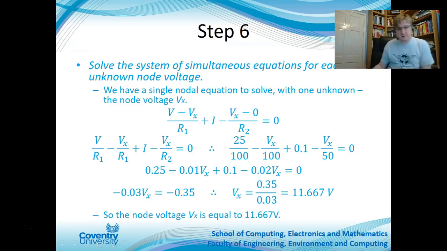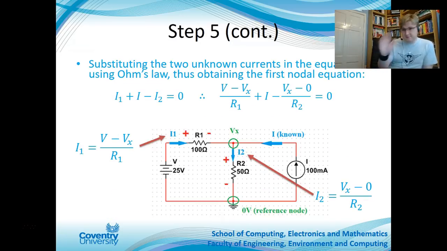So that's there. You can then substitute all your values in. You can see here the only unknown you've got is the vx, so you can then rearrange that. First of all, you can do some of the maths here to put everything in decimal format. Then you end up with this. Then you can collect all your like terms, so collect all your vx's on one side, collect all your number values on the other side, then rearrange and solve for vx. So vx is equal to 0.35 divided by 0.03, which gives you 11.667 volts.